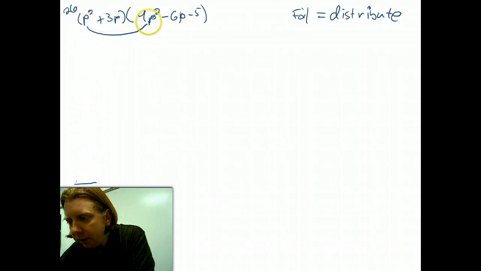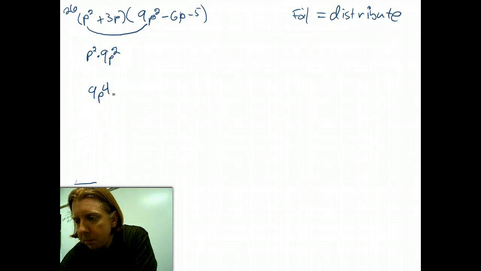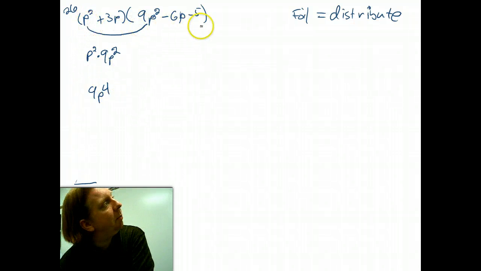P squared times 9p squared. So I'm going to write everything out too. So p squared times 9p squared simplifies to 9p to the fourth. Why'd you try those two? Because I'm going to take everybody in the first, multiply by everybody in the second.